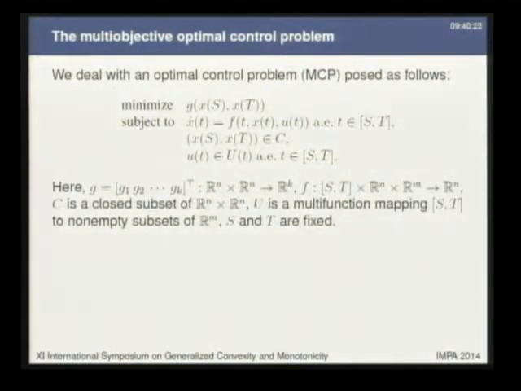Okay, this is the multi-objective control problem we deal with. So a vector-valued function g is to be minimized, subject to these constraints. So here we have the differential equation, the terminal constraints, and here the inclusion for the control variable.